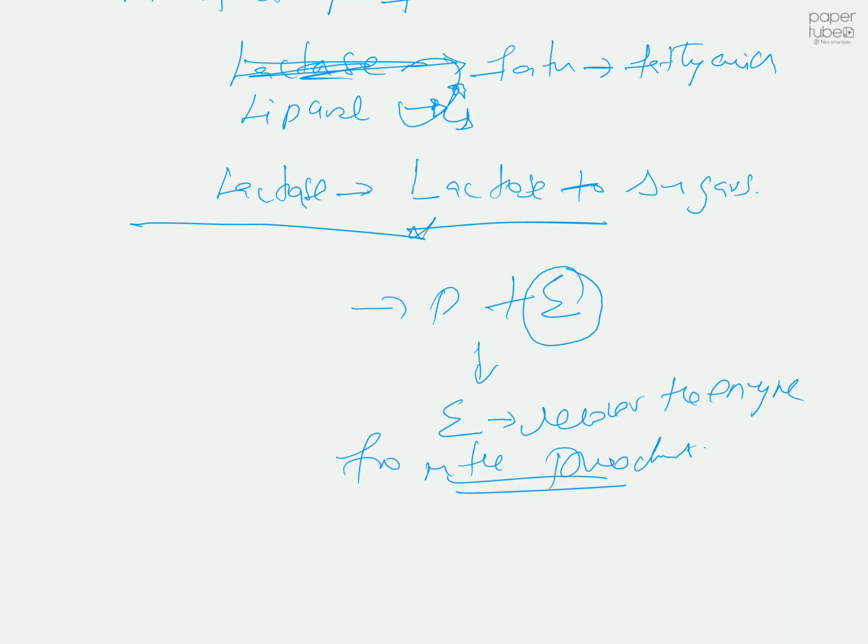And apart from that, during the enzymatic reaction, another problem that we commonly encounter is that enzymes tend to agglomerate.